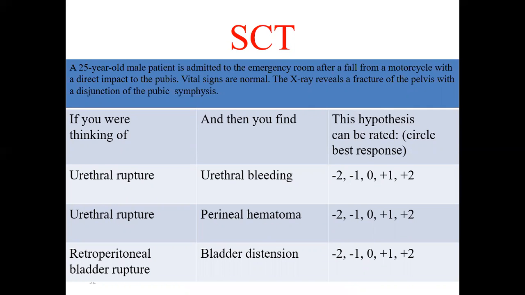If you are thinking of urethral rupture, and then you find urethral bleeding, this hypothesis can be rated -2, -1, 0, +1, +2. Here, you need to know how much you adopt a special hypothesis for diagnosis of this scenario. For example, you think of urethral rupture, and you find perineal hematoma. This hypothesis can be rated, circle best response. What's your acceptance of this hypothesis, and so on.